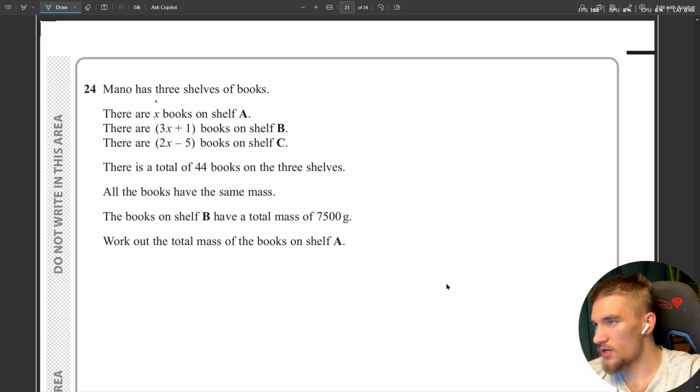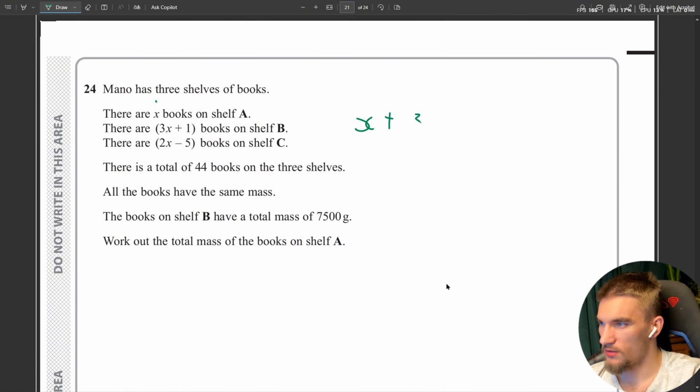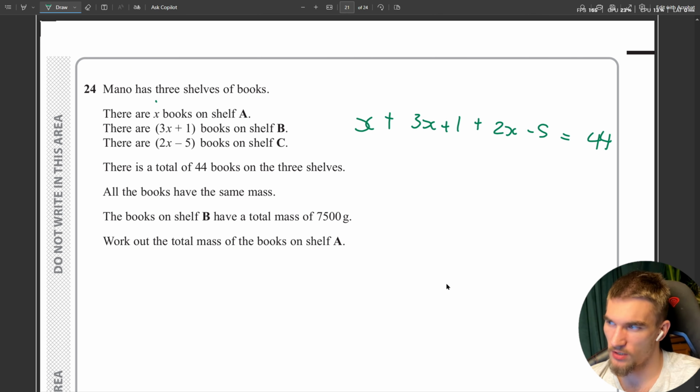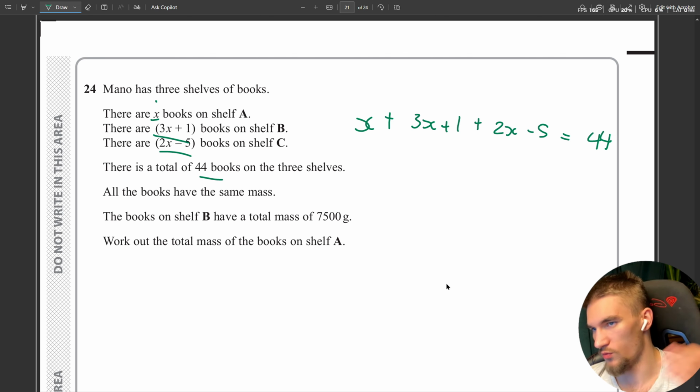So x tells me the number of books on shelf A. So I know that x plus 3x plus 1 plus 2x minus 5 equals 44, right? Because these are expressions that tell me how many books there are, and this tells me how many books there are in all 3 shelves. So if I add up all these expressions together, I know that it should equal 44.